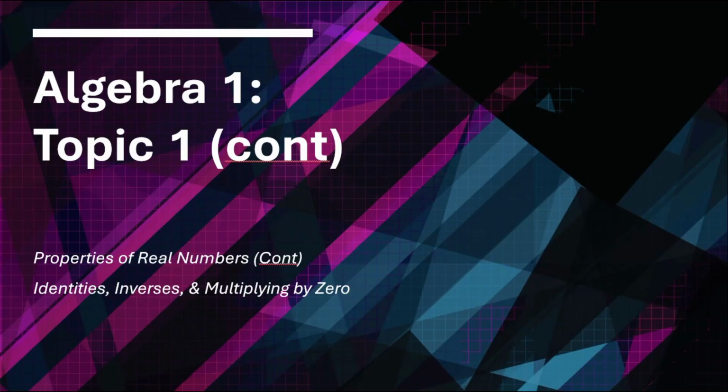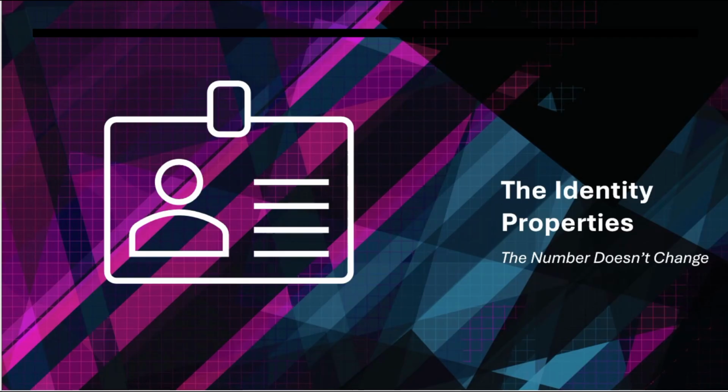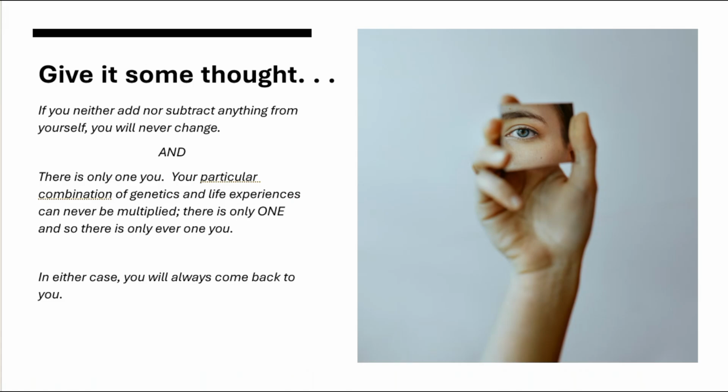Okay, so like I said, we're going to talk about the rest of the properties of the real numbers. Let's start with the identity properties. And you can think of these properties as the ones where the original number doesn't change. So again, let's do a thought exercise just to think about it a little bit. And let's maybe take the whole idea of numbers and math out of the situation.